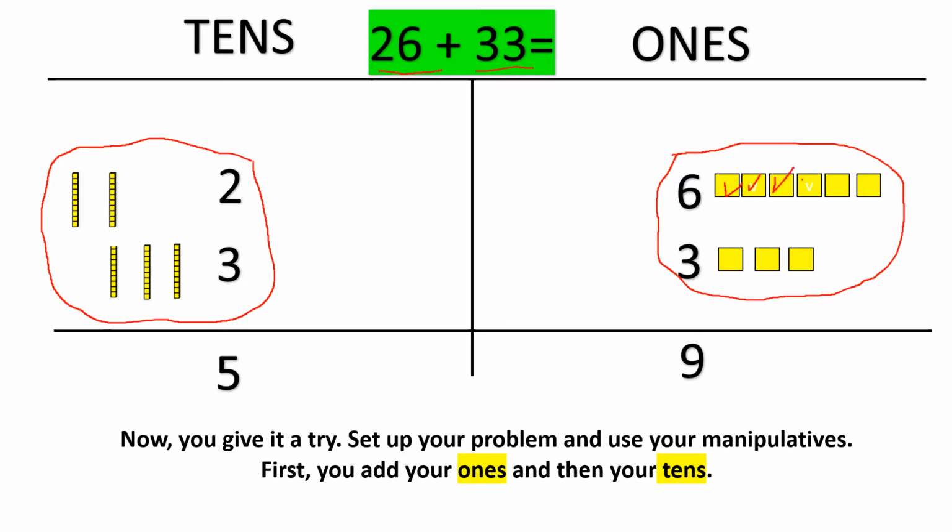1, 2, 3, 4, 5, 6, 7, 8, 9, 10, 20, 30, 40, 50. 26 plus 33 equals 59. 59 has 5 tens and 9 ones.